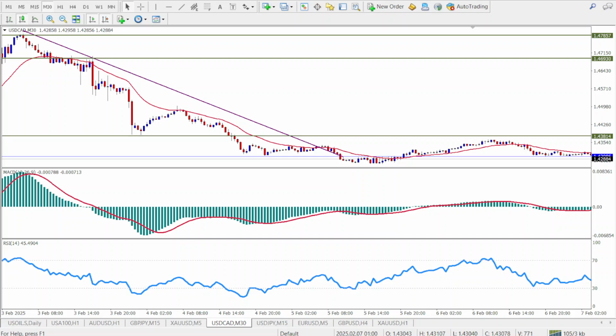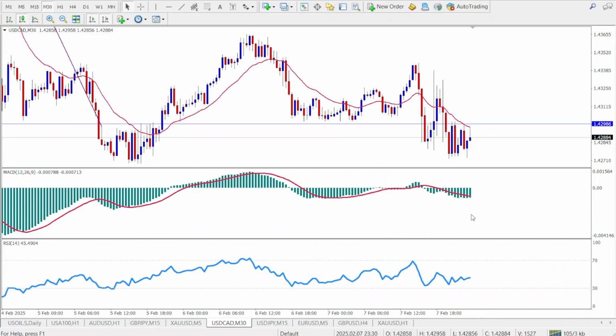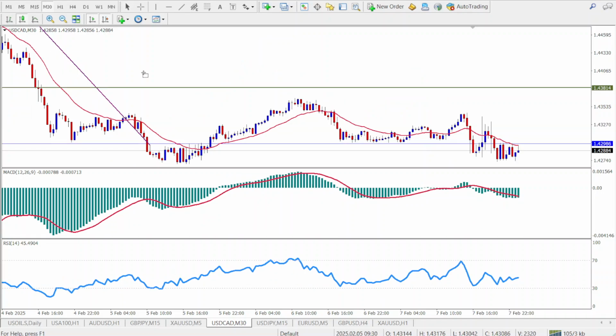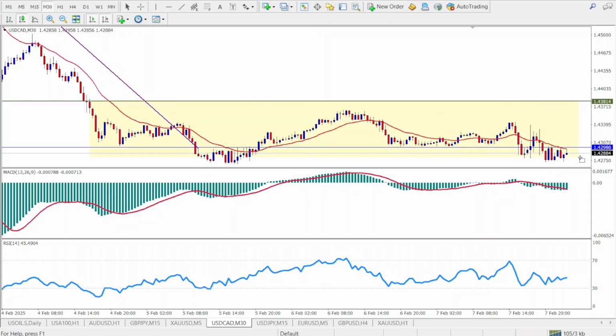Because some crossovers happen in choppy markets. Imagine finding a crossover now that the price is consolidating. You can see that we have a consolidation around here. So some crossovers happen in choppy markets and they can be false signals. So take note.